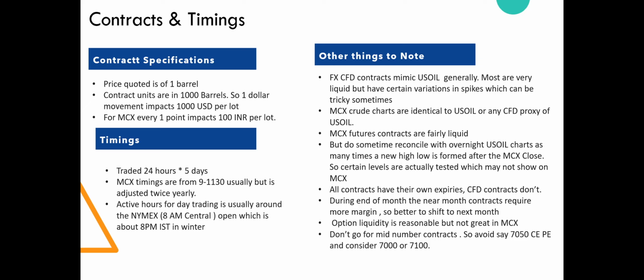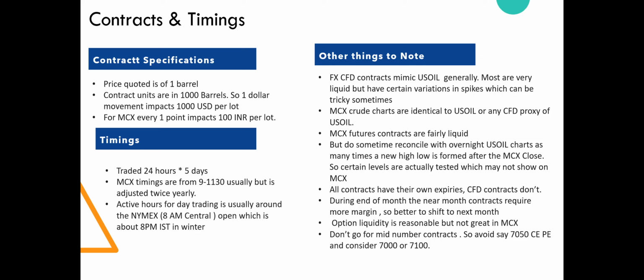Okay. The commodity is traded 24 hours a day for 5 days, so other than Saturdays and Sundays, it's traded 24 hours a day. MCX timings are between 9 a.m. and 11:30 p.m. usually, but it's adjusted because of daylight savings and other things once or twice a year.